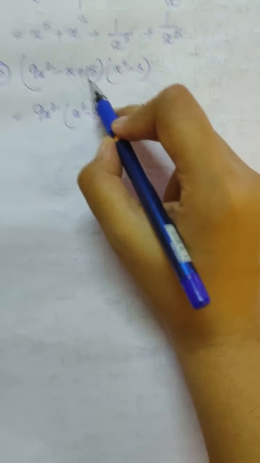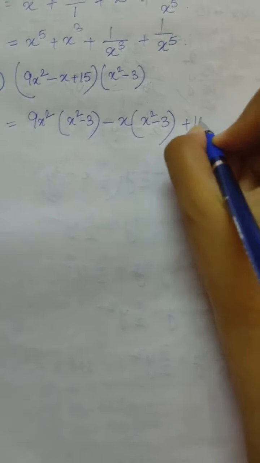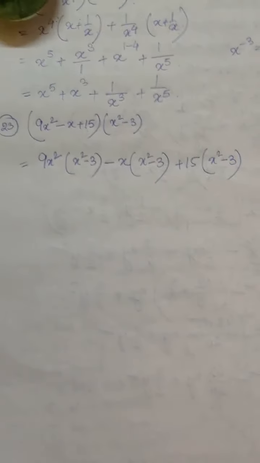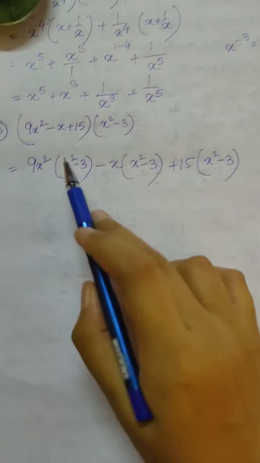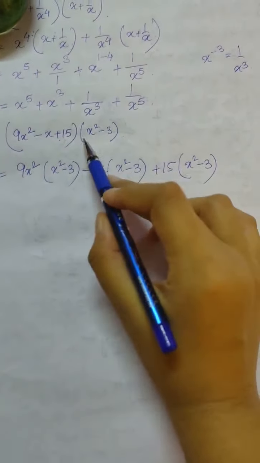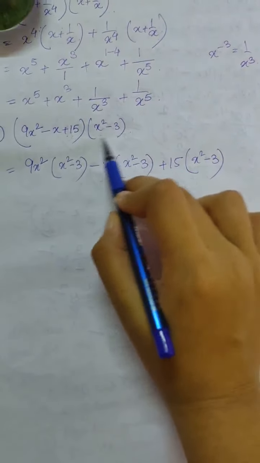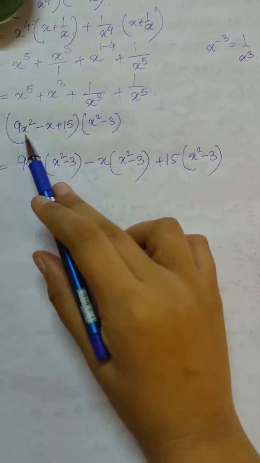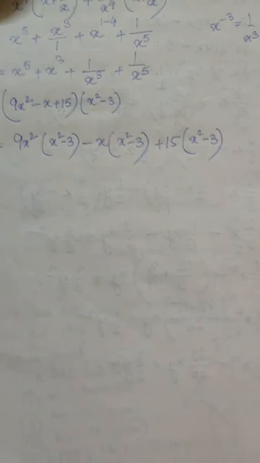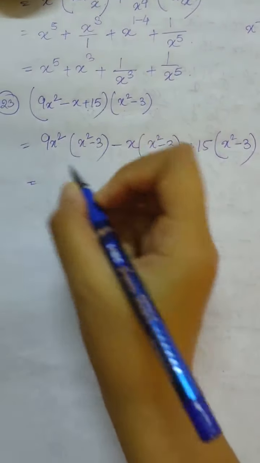Then breaking into the third part, we are having plus 15, and inside bracket we are having x square minus 3. That means previously we were doing that there were 2 terms, so we were breaking them into 2 parts, having the same expression for the next one. But here we have broken into 3 parts because there are 3 terms. Okay, so now after this we will multiply.